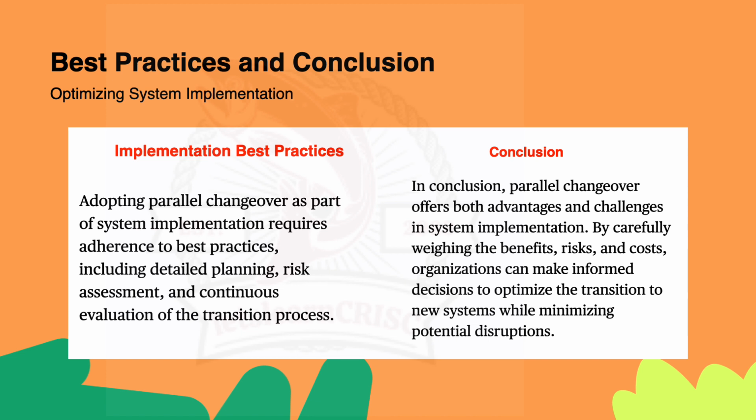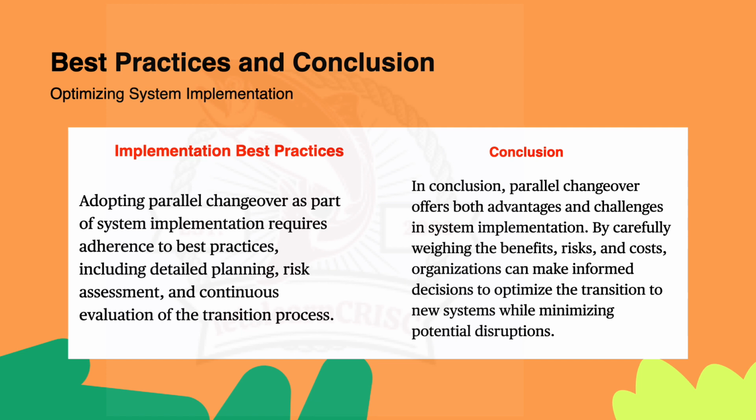By carefully considering the benefit, risk, and cost, organizations can make informed decisions to optimize the transition, right? So summing up the implementation of the project management software, parallel changeover allows for testing and familiarity of the new system, but it also comes with the cost and potential complexities, right? So in simple terms, when introducing a new system using parallel changeover, it is important to plan well, assess risk, and continuously evaluate the process.